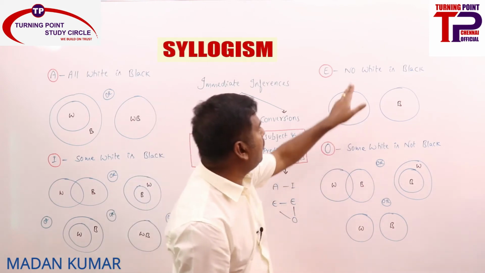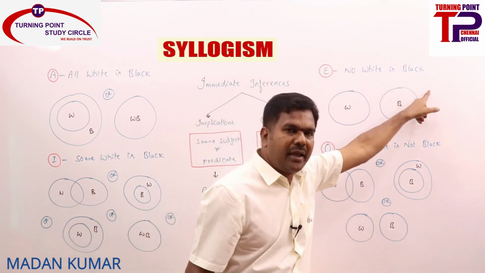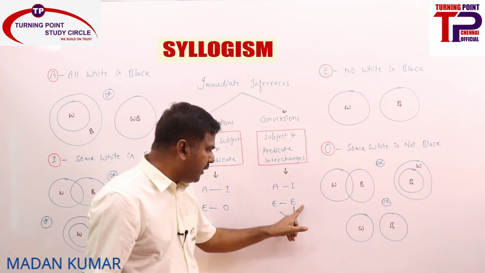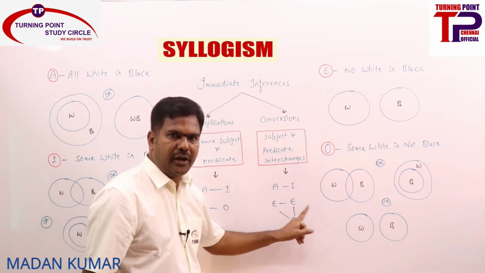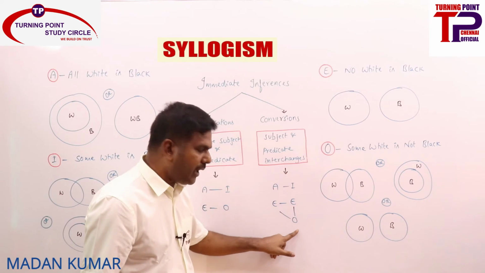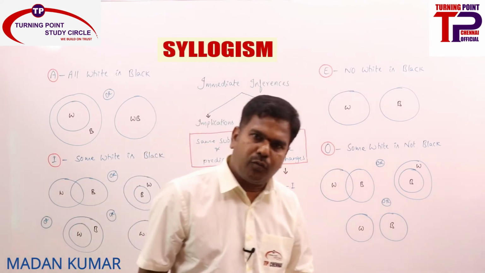Why? Because no white is black, we can tell no black is white. We are telling some white is not black is also true, some black is not white is also true. So E can be converted into E and also O. E directly implies O statement, that is the reason I have mentioned here. E can be converted into O statement also.